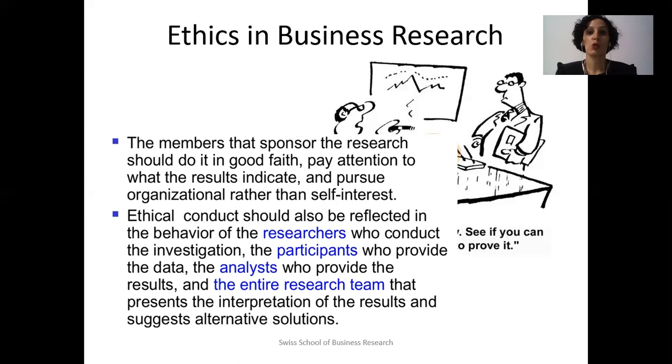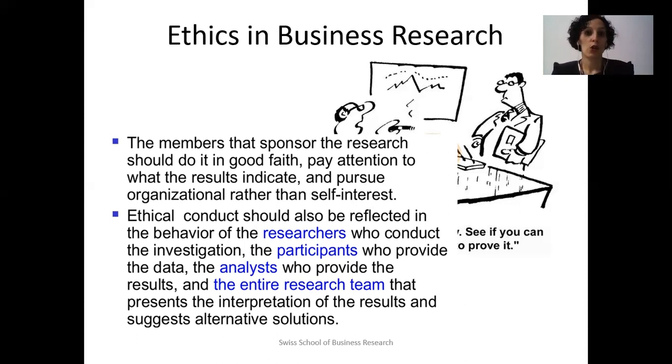The participants who provide the data, the people who are surveyed, the people who go to your focus groups, the people who are having the one-on-one interviews, also have to be objective and not change their answer just because of the person that they have in front of them, or because perhaps the organization has told them that if they say so-and-so in the business research, they will have a reward, for example.